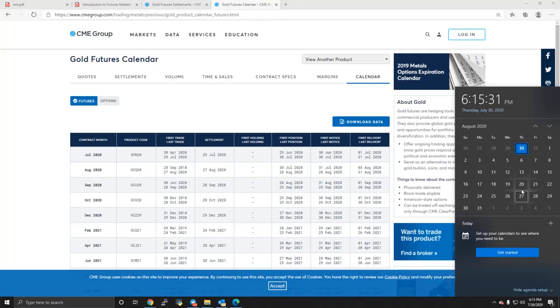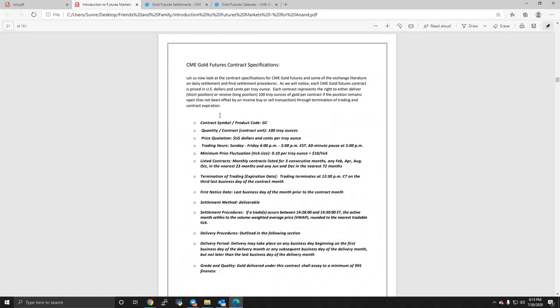This is actually, it should be the 27th, and this is actually kind of interesting. I would be curious to look into more detail as to why they have it listed as the 28th, because if we take a look at our contract specification sheet, which is what I would be leaning on as a trader, we can see the termination of trading happens at 12:30 p.m. on the third last business day of the contract month.